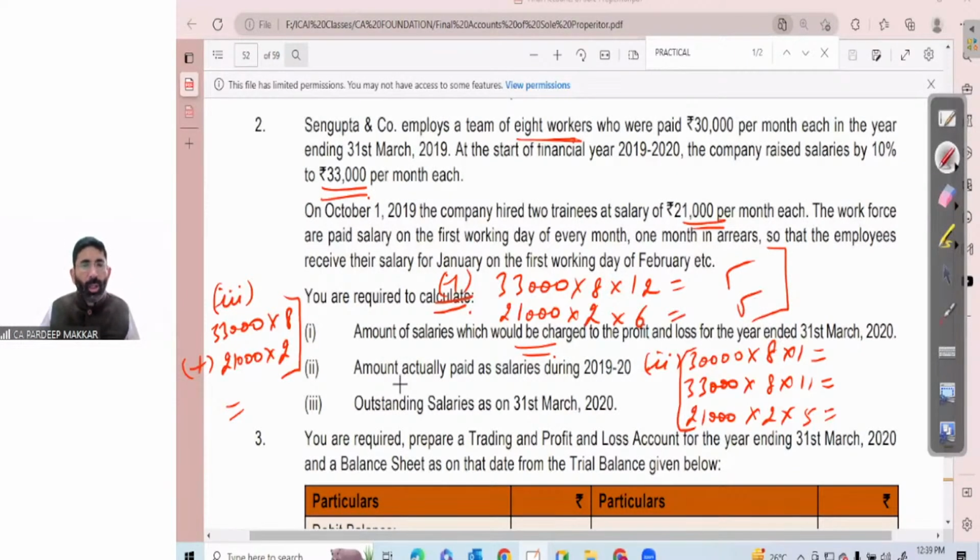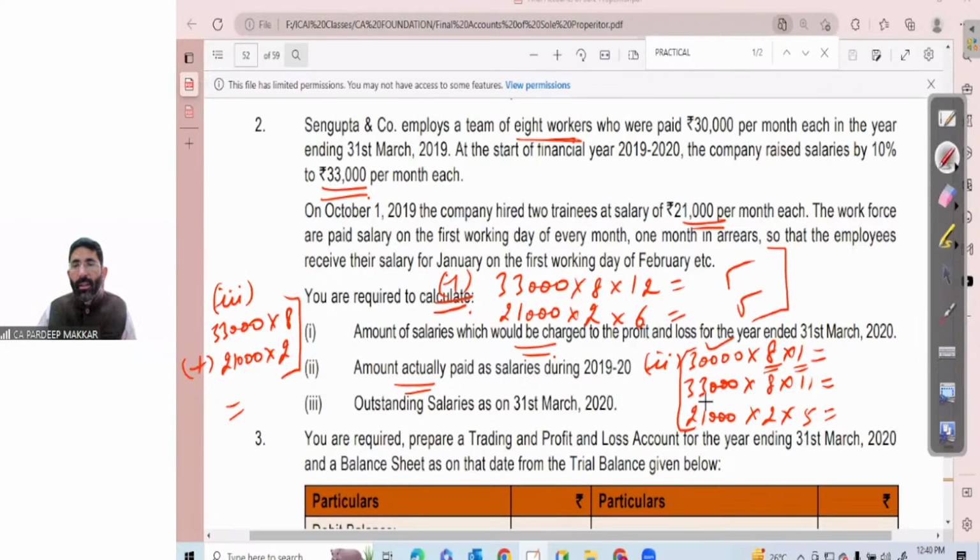Now, talking about the actual amount paid during the year, 30,000 salary was paid of the previous year, because last year also, in the month of March, those employees who were working with us were not paid salary in that month. They are paid salary in the month of April. So due to that reason this will be 8 into 1. One month salary of last year is paid in the current year because it is paid on 1st of April.